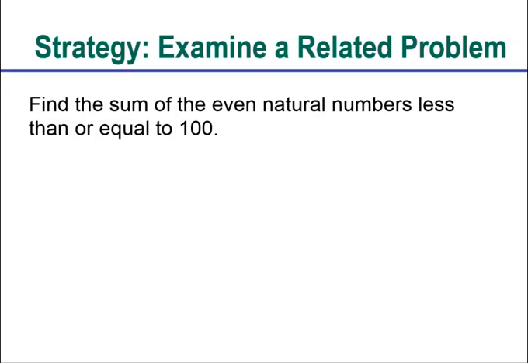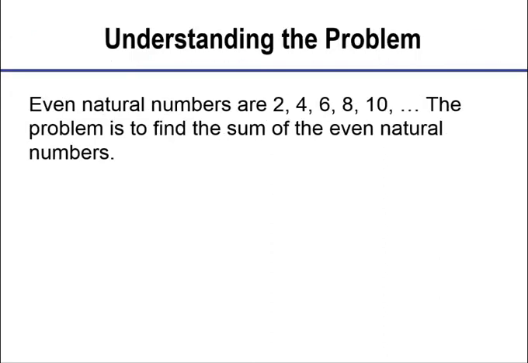Now, we all know what even numbers are. We know what the natural numbers are, right? 1, 2, 3, 4, 5, 6, 7, all the way up forever. The even ones are 2, 4, 6, 8, 10. The problem is to find the sum of the even natural numbers. So again, 2 plus 4 plus 6 plus 8 plus 10, all the way to 100. You're comfortable with that, right?